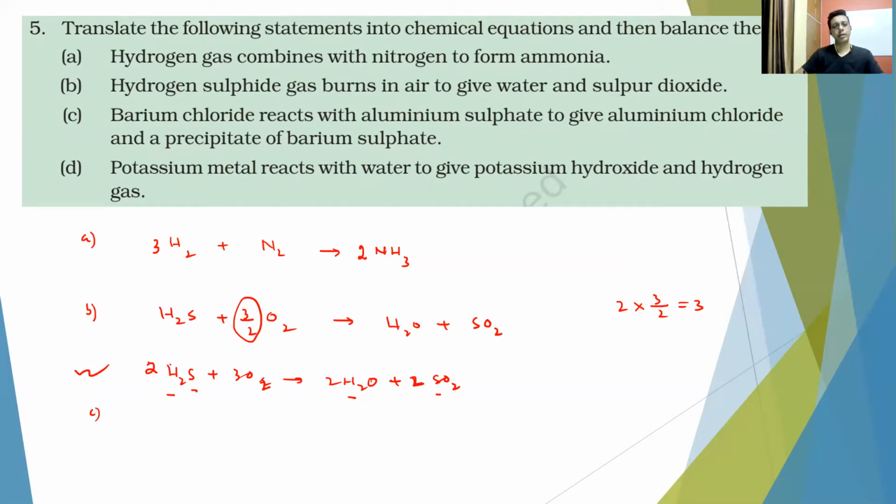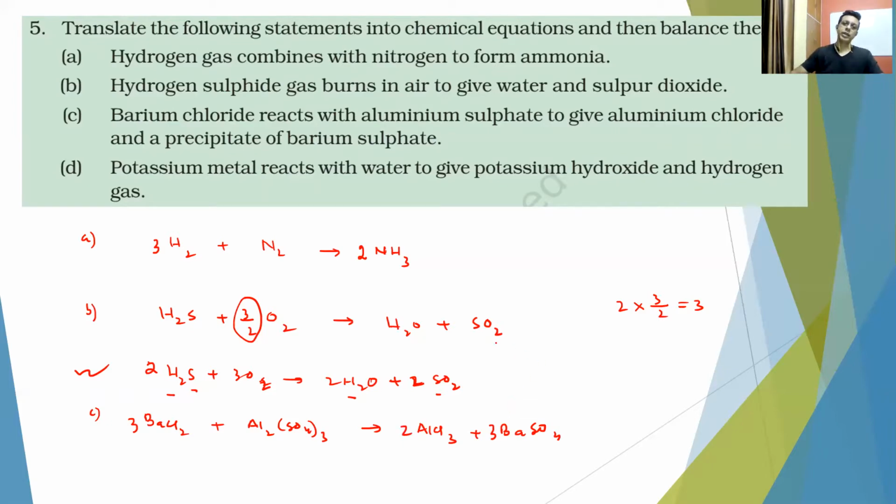Then number C, barium chloride reacts with aluminum sulfate. Barium chloride reacts with aluminum sulfate, gives aluminum chloride plus barium sulfate. So sulfate is 3 here, so plus 3 here, sulfate is balanced. Plus 3 here, barium is balanced. Sorry, 3 barium, 6 chlorine, plus 2 here as balanced.